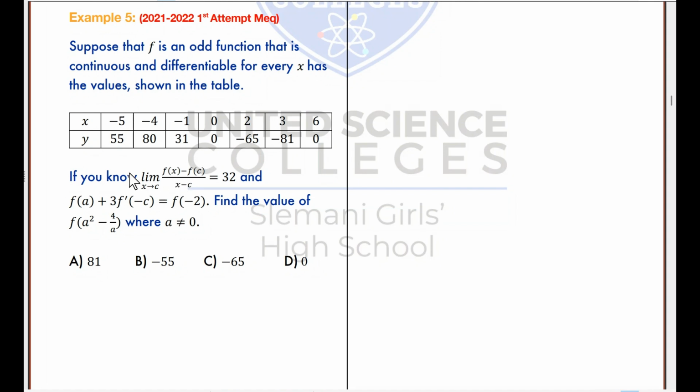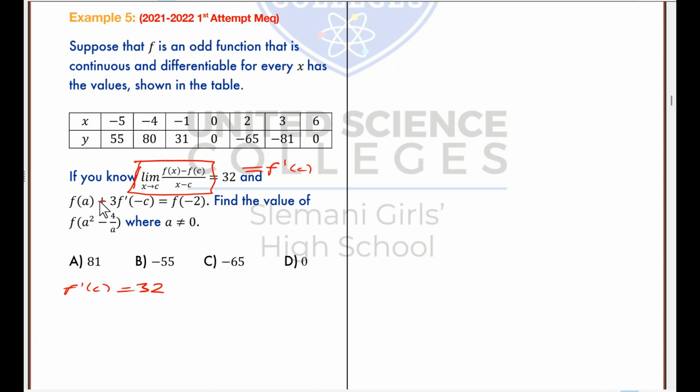So if you know that this limit form is given and this equation is given, then find the value of this. So let's start from the given. We are given this equation, this limit form. We just studied that this limit form represents the derivative of the function at c. C is not given, unknown. So it represents f prime of c. So we know f prime of c equals 32, right?